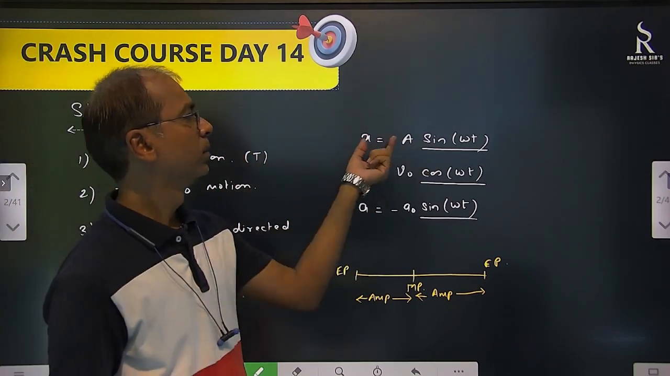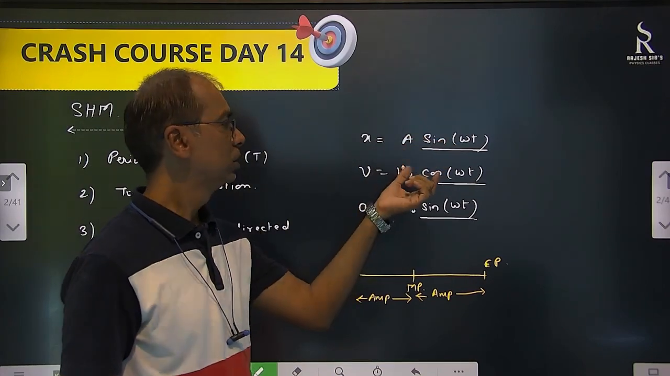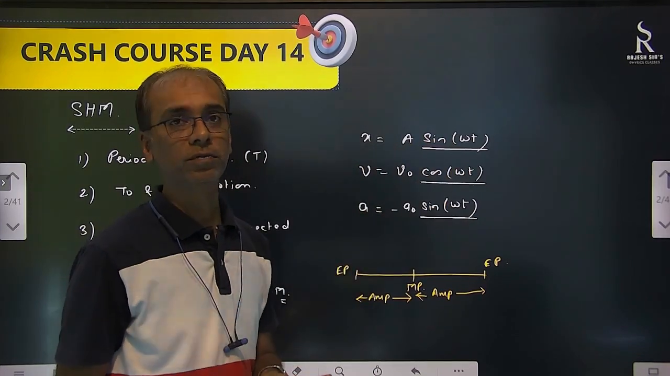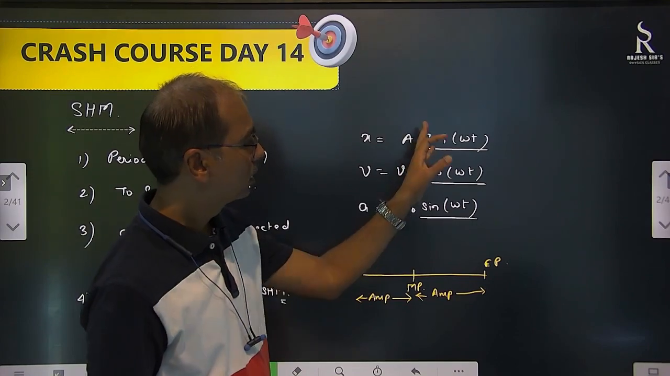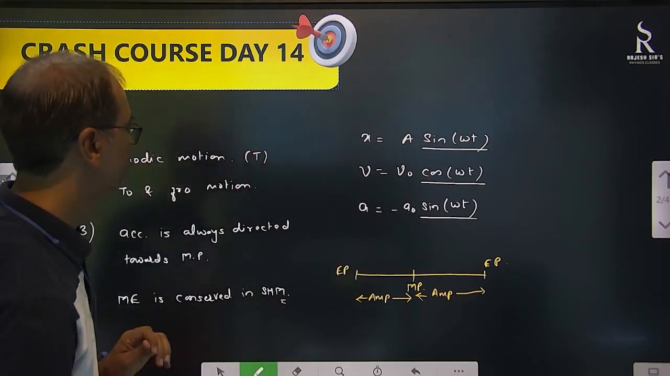Other than that, displacement is always associated with a trigonometric function, not just sine function, because when we start the motion from extreme, we will be writing this as cos also. So definitely a trigonometric function will be there with displacement as well as velocity as well as acceleration.